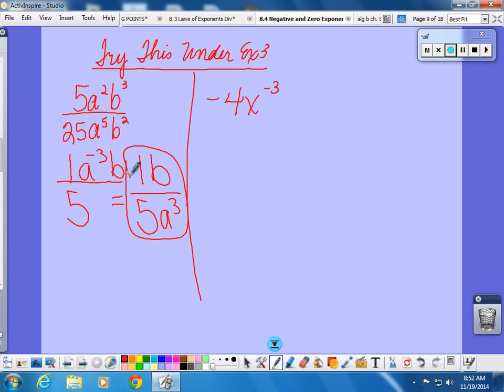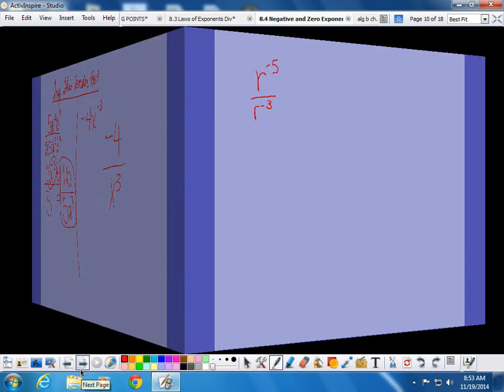Alright, 5/25 reduces to 1/5. 2 minus 5 is negative 3. 3 minus 2 is 1. The only thing that had to move was that a to the first. 5 was already down there. Anybody have a question? Alright, let's do the next one. Alright, y'all agree? Anybody have a question? Seems easy when you do it lesson by lesson.